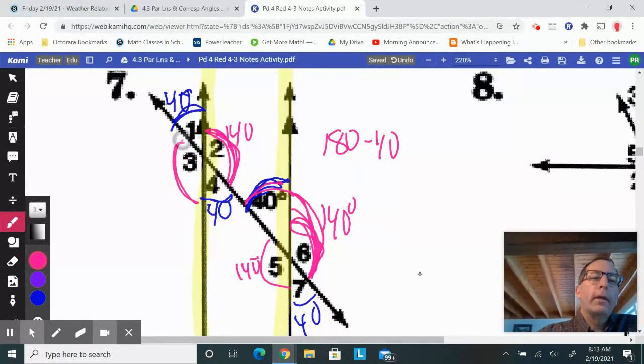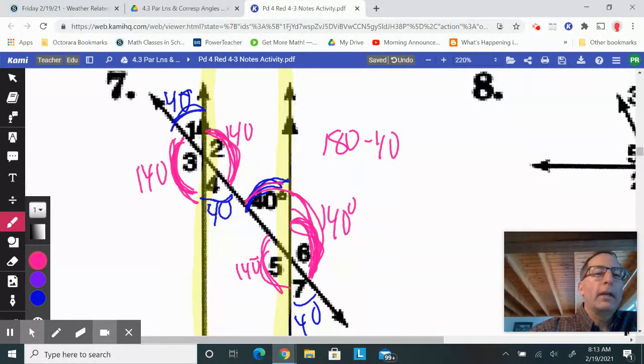And then there's angle 3. Angle 3 and angle 6 are alternate exterior. Angle 2 and angle 3 are vertical. Angle 5 and angle 3 are corresponding. So any way you look at it, angle 3 will have the same measure as those other ones.